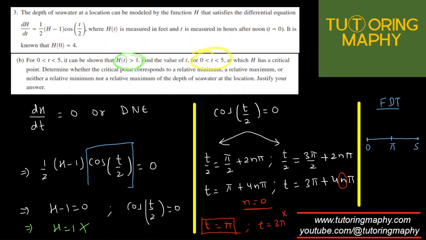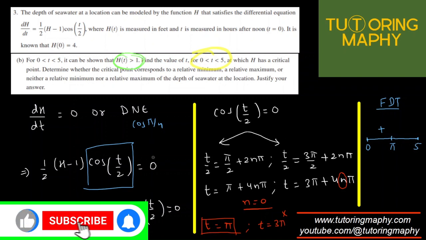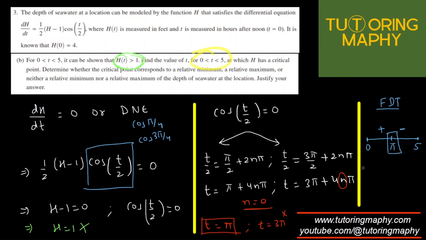What about cos? If we put t as π/2, this becomes cos of π/4, and cos of π/4 is a positive number, so I will put positive. And if I put a value greater than π, maybe 3π/2, which is less than 5, this will become cos of 3π/4, which is a negative number. So clearly, since the first derivative is changing from positive to negative, this is a local or relative maximum.